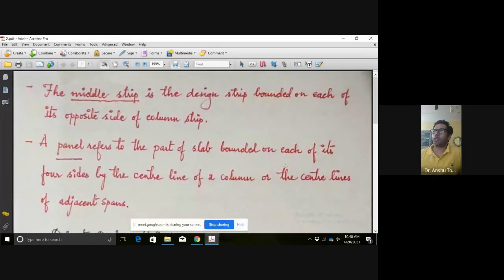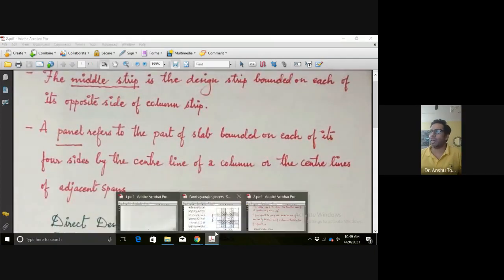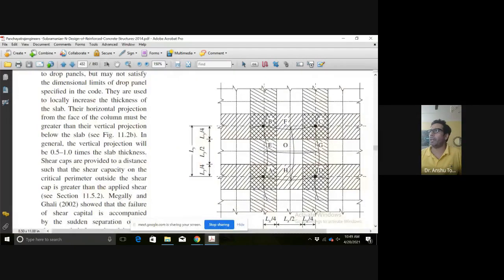A panel refers to the part of slab bounded on each of its four sides by the center line of a column or the center lines of adjacent spans. So this is the panel, that is, from here to here, it will be called a panel.